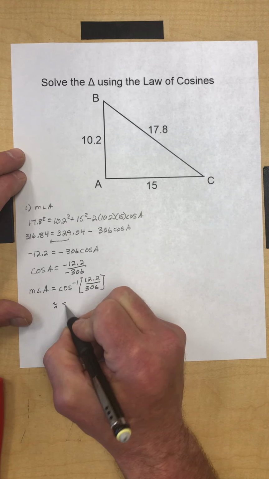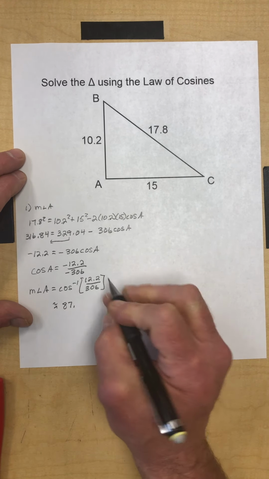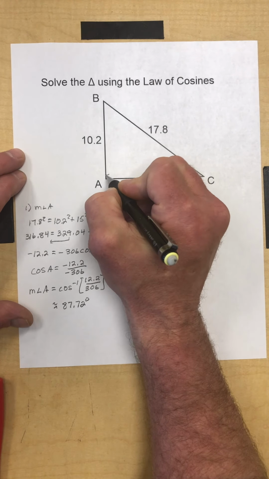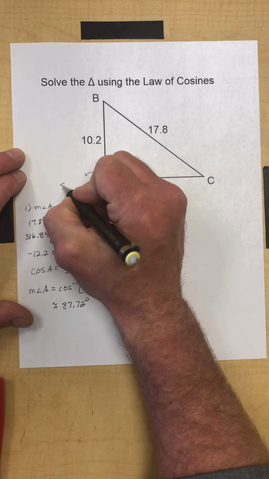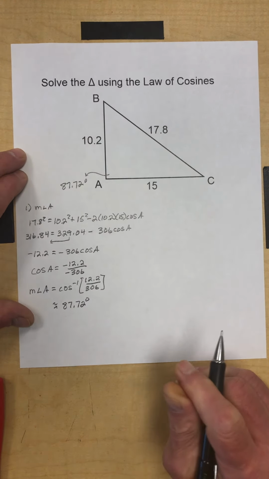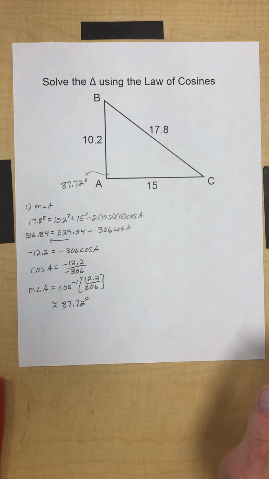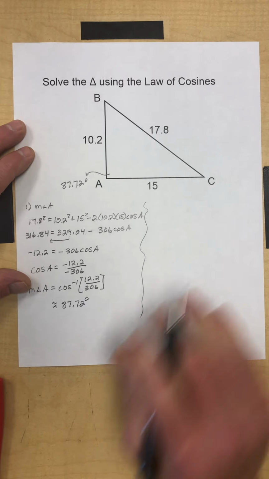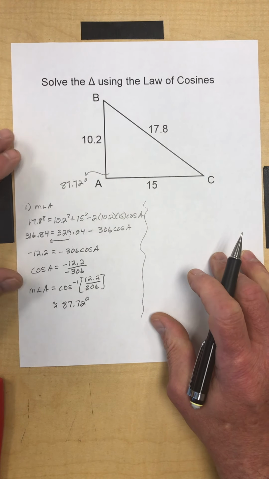And I'm getting 87.72 pesos. Okay, so this guy right here is 87.72 pesos. So notice we're kind of close to a right triangle, but certainly we don't have a right triangle. Okay, let's see. I'm going to go after the measure of angle B next.